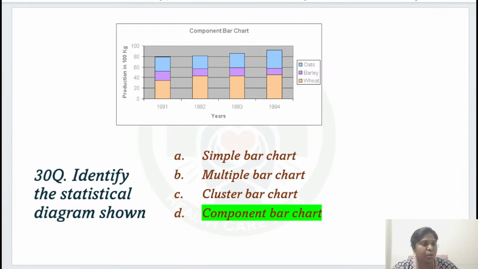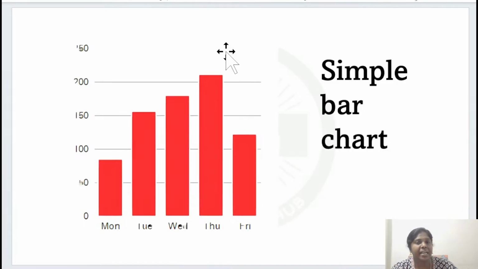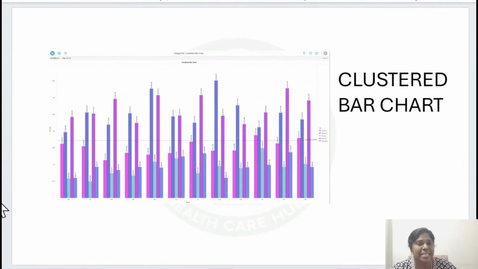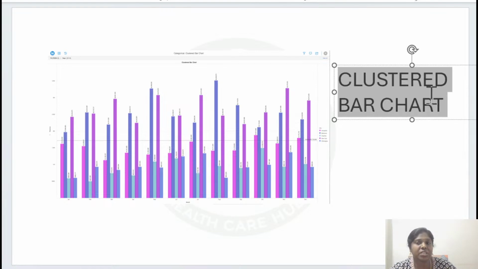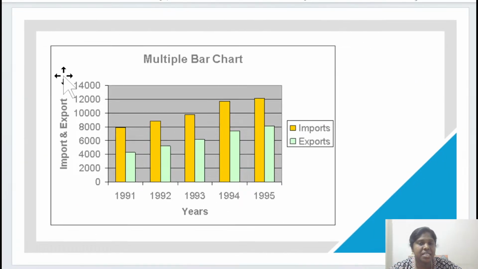I also want to show you other diagrams. So ee particular diagram emantarante, this is called a simple bar chart. Simple bar chart anedi ila untundi. Ardhamainda? This is called a simple bar chart. Then cluster di chupistanu chudandi. So this is called the clustered bar chart. Then the last one is the multiple bar chart.